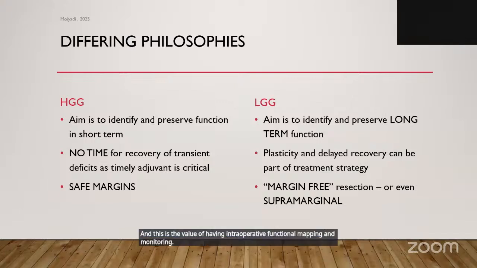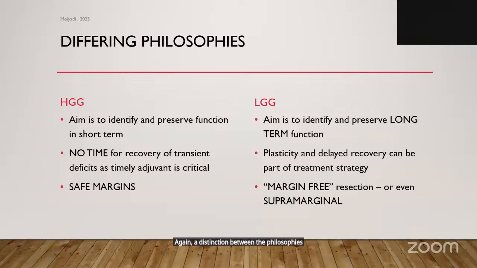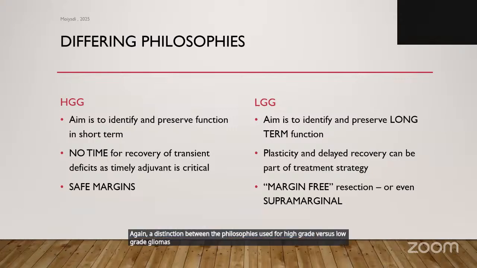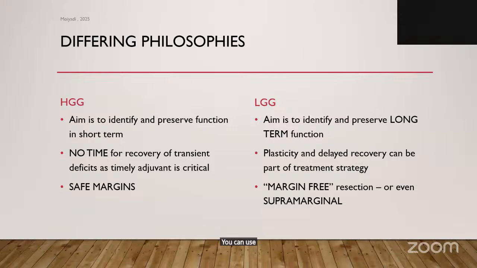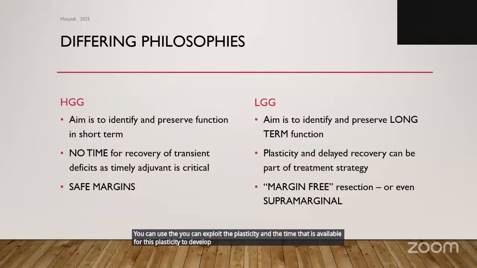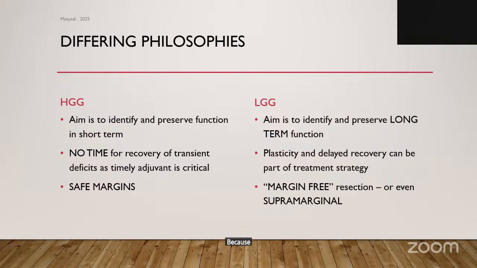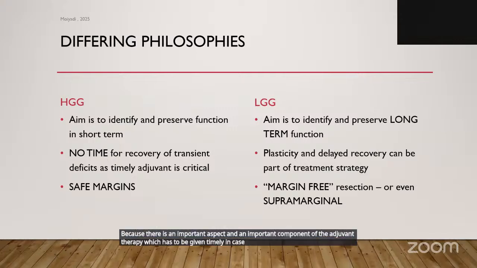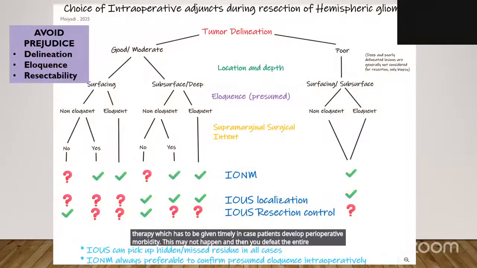Again, a distinction between the philosophies used for high-grade versus low-grade gliomas. In low-grade gliomas, you can exploit the plasticity and the time that is available for this plasticity to develop in order to achieve supraradical and sometimes suprafunctional resections. Whereas in high-grade gliomas, it's always best to stay within functional limits, because there is an important component of the adjuvant therapy, which has to be given timely. In case patients develop perioperative morbidity, this may not happen, and then you defeat the entire oncological benefits of a radical surgery.